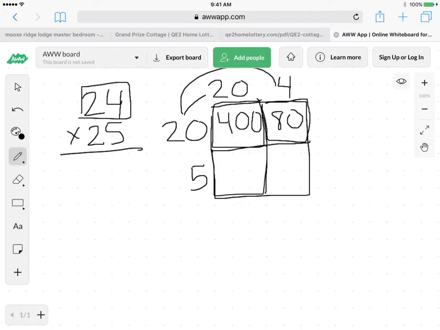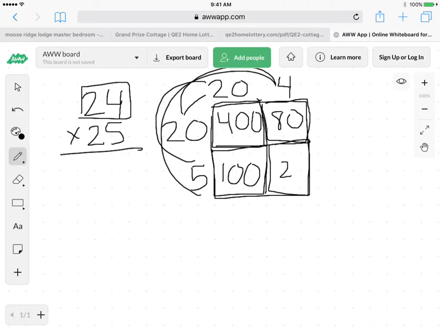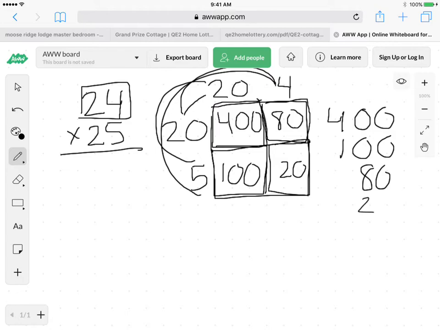This bottom square here is 5 times 20. So 5 times 2 is 10, and then the 0. And then this last square is 5 times 4, which is 20. And then we add all these up, so I might write it over here if I couldn't do it in my head. So 400 plus 100 plus 80 plus 20. And when I add that all up, 0, regroup, 4, 5, 6, 600.